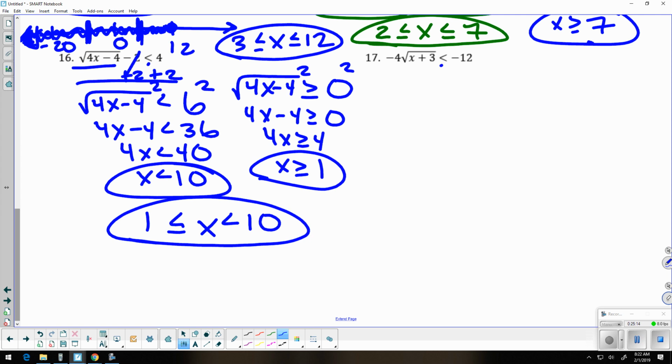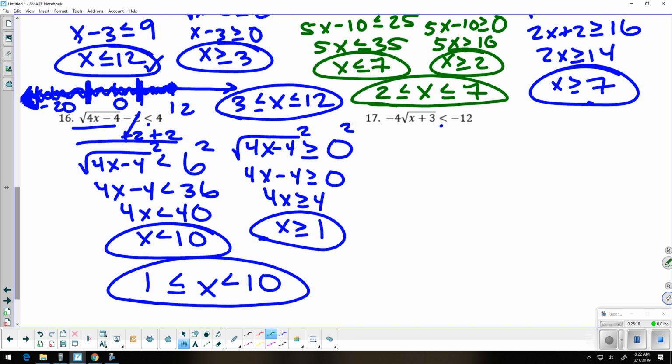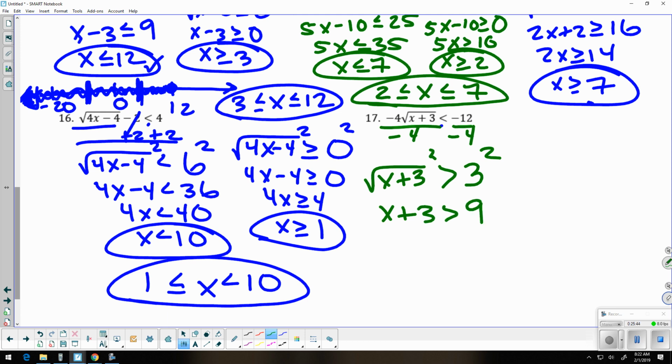Okay, and the last one, number 17. First isolating the radical, but to get rid of that negative 4, you'd have to divide. And we know that when we divide by a negative, we also flip the sign. So now it's actually greater than: the square root of x plus 3 is now greater than positive 3, so I don't have to worry about doing that second part to my solution, because now the sign is flipped. So now going through and solving, squaring both sides, x plus 3 gives me 9, subtracting 3, we get 6. And that'd be it.